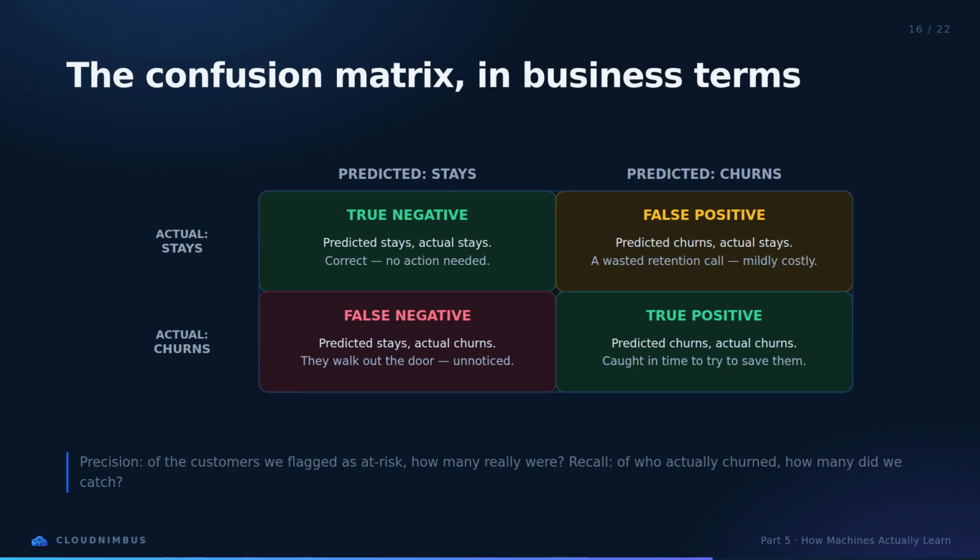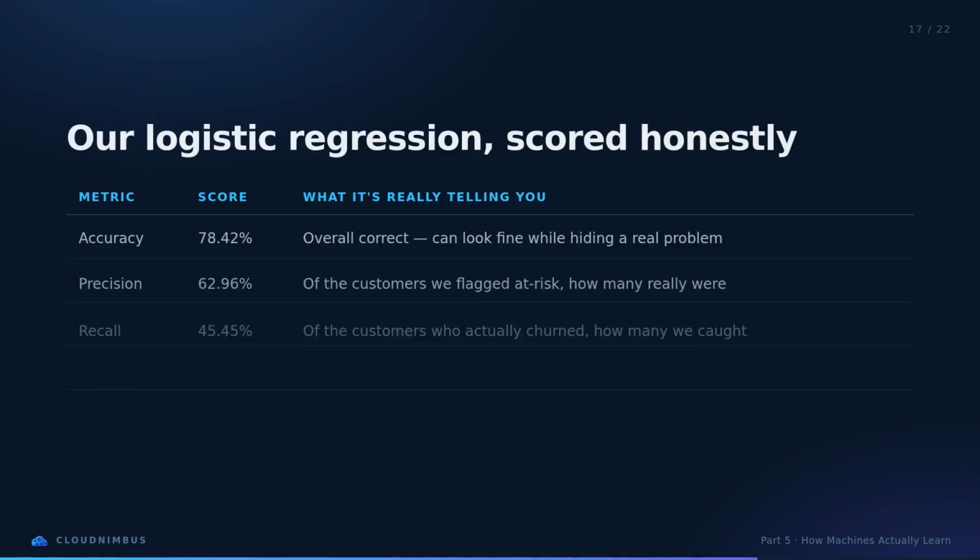A false negative is a customer who walks straight out the door while your model is telling everyone in the room that everything is fine. That customer's entire future revenue is gone, silently, and nobody even tried to save them. So which mistake costs more, the wasted retention call or the customer who leaves unnoticed? I'll tell you honestly, it depends on the business, the size of the discount, and the value of that customer. That's not something a metric decides for you. That's a decision a person has to make on purpose before a model ever ships.